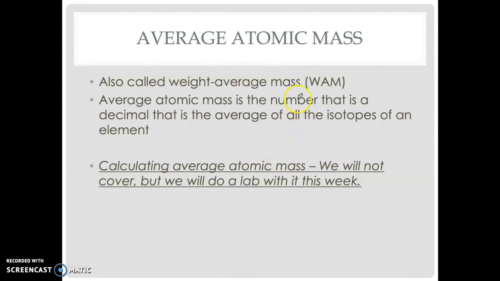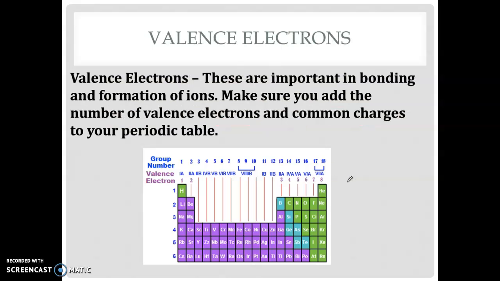So average atomic mass is a weighted average. It's a number that is a decimal. That's an average of all the isotopes of an element. And we're not going to really go through the process of how to calculate it, but we're going to do it in a lab this week so you can kind of get a sense for that process. It's similar to how I would calculate your grades at the end of the semester. If you have 42.5% from quarter one, 42.5% from quarter two, and 15% from your final, you take that percentage of your grade, 90% times 42.5, and so forth, and add them all together to get your semester grade.